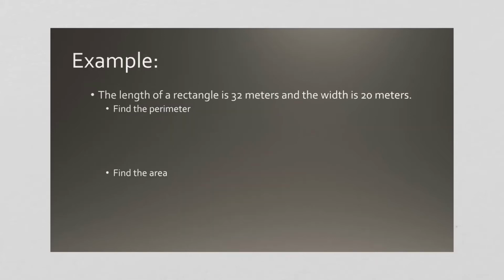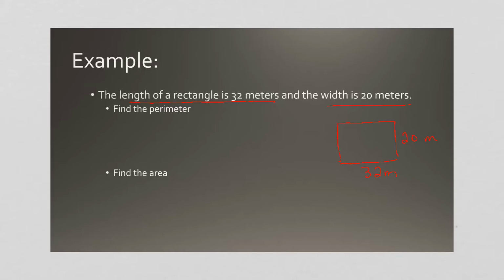Okay, so on this example, the length is 32, the width is 20. We're going to find the perimeter and the area. Always, always, always, whenever I'm doing these problems, I draw a picture. It may not be the best picture in the whole world, but at least it gets the point across, okay? And it says that the length is 32 meters. So this guy right here is 32 meters. The width is 20 meters, so this is 20 meters.